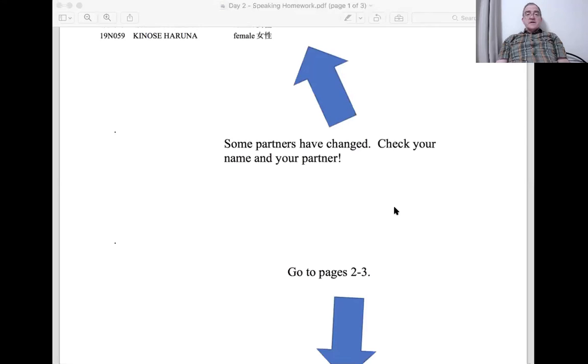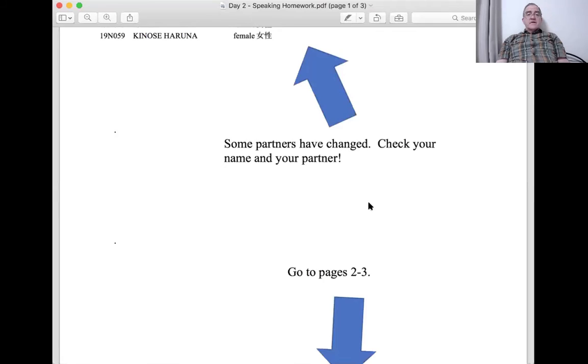Now, if you finish that early, you can start on the next assignment, which is your homework. And let's see, your homework is, where am I? There you go. Now, this is your speaking homework. Whoops. Didn't do it right. Let me try it again.